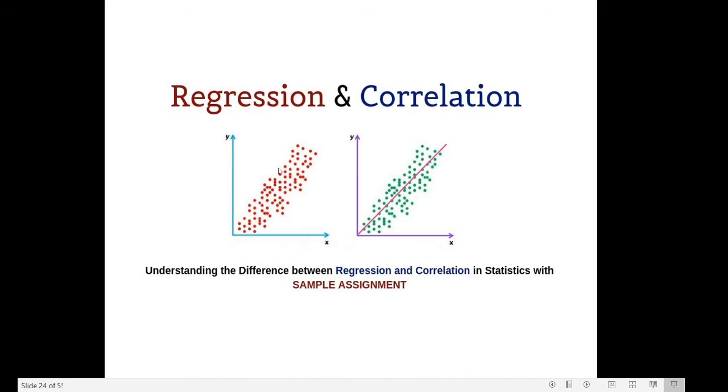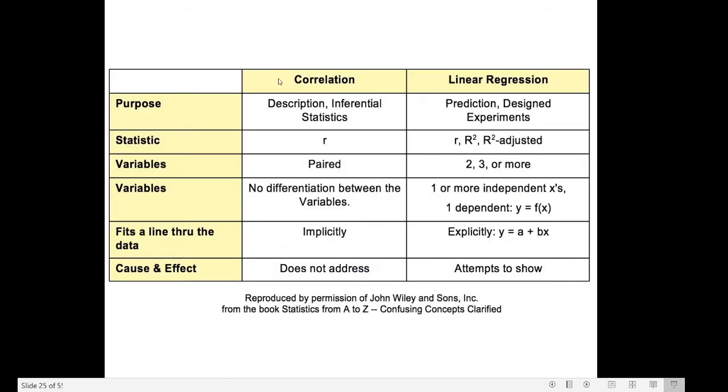Each and every point is considered in the correlation. Here the regression is explained with a single line. Here are the equations. Correlation is used for description, and it is explained through descriptive and inferential statistics.